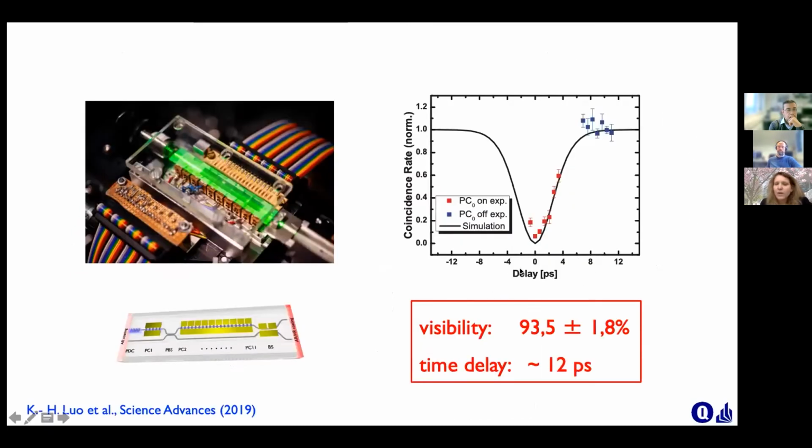We can now replot the situation, not in these segments, but we calculate how much delay is introduced. And what you receive is for the device, here on the left, you see a photograph, that we get a beautiful Hong-Ou-Mandel interference chip. This is nice, and the visibility is 93%. The time delay which we can introduce for that is 12 picoseconds.